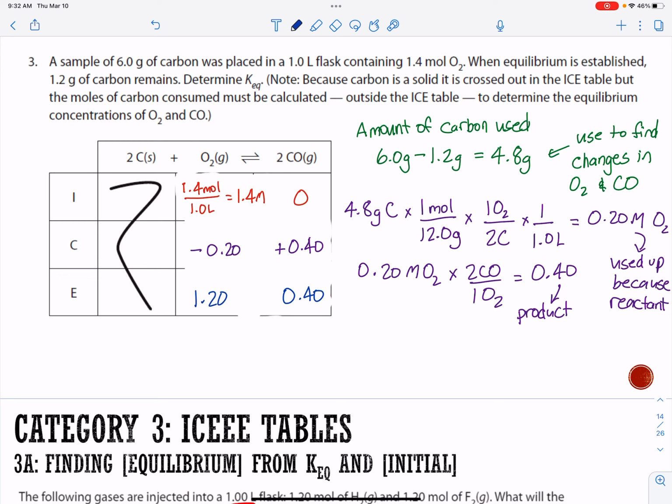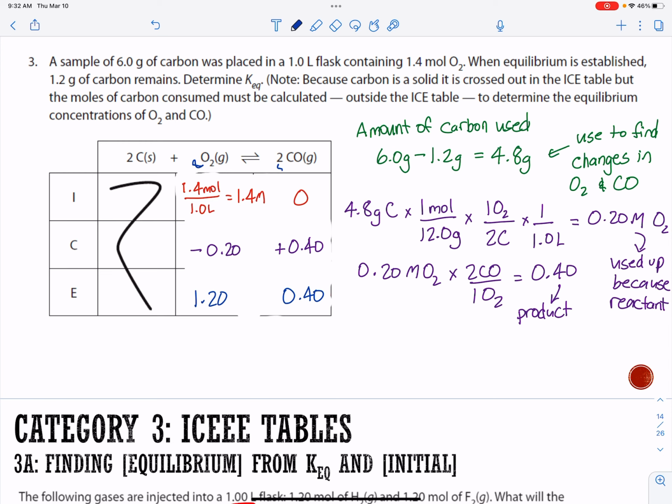I'm going to use that value to then figure out how much carbon monoxide is being produced. You can see that I've got a 2-to-1 ratio in the chart there, so I'm going to double the value, and it's being produced, so it gets positive. Now at equilibrium, I have 1.20 moles of oxygen, 0.40 moles per liter of carbon monoxide, and there's what my question asked. I didn't actually have to calculate KEQ.